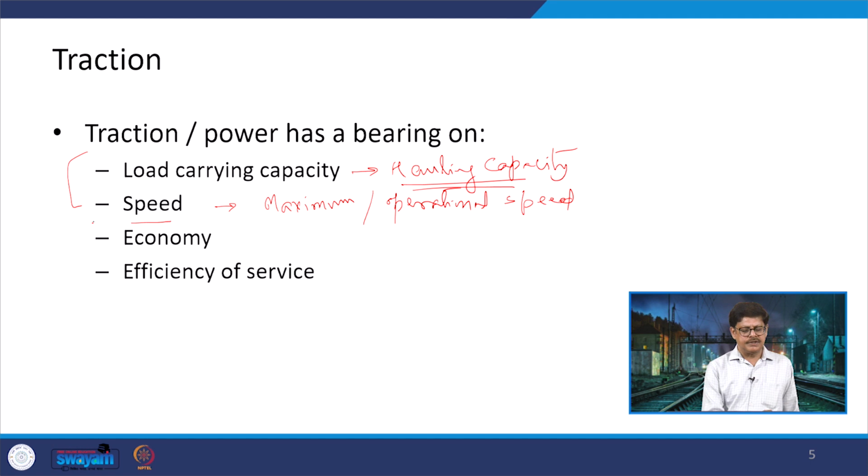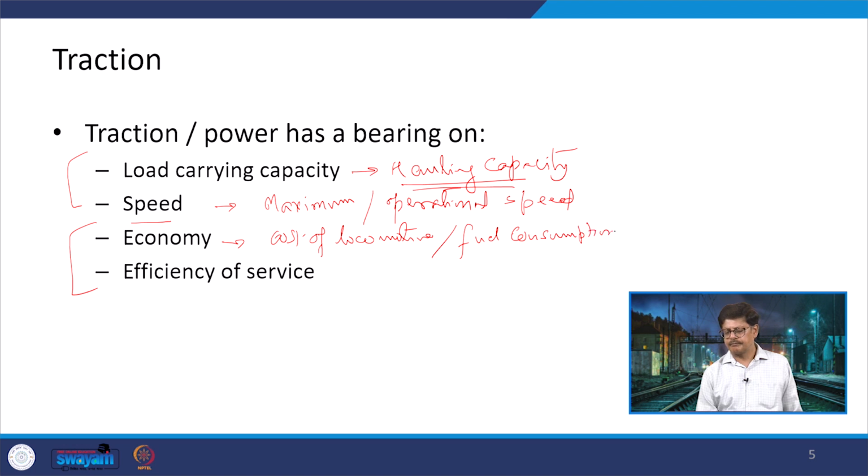Now, once we have talked about this, the other two criteria are economy and efficiency of service. Economy is in terms of the cost, and that cost can be of the locomotive, it can be with respect to the fuel consumption, and it can also be with respect to the maintenance cost. So, all of these things need to be looked at when we are talking about the economy associated here.